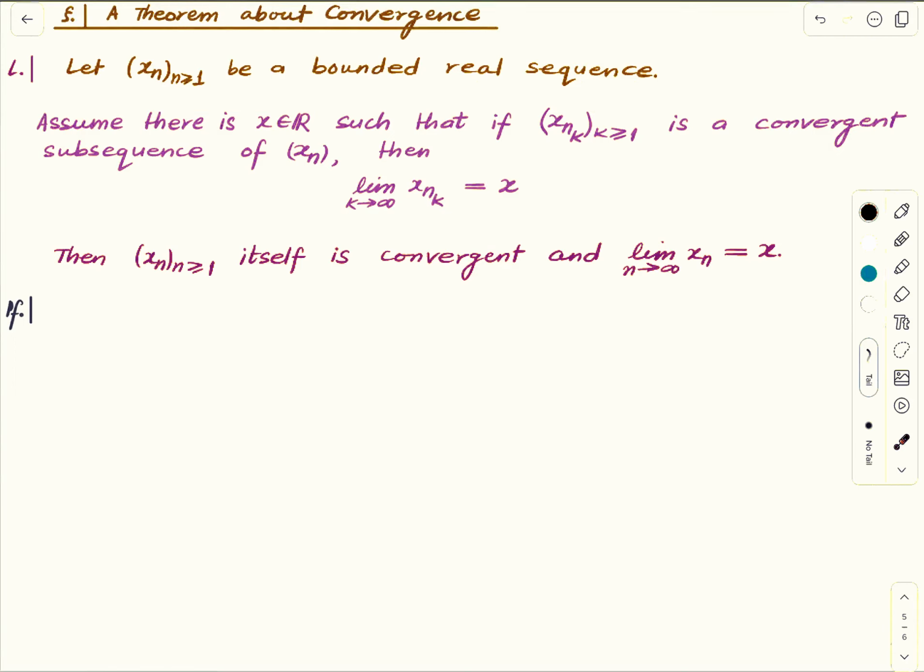Okay. So our goal is to show that actually the original sequence converges, and the way we will approach it is by showing that the original sequence is a Cauchy sequence. So we will proceed by contradiction. Suppose not, then the original sequence is not convergent, and hence equivalently it is not Cauchy.